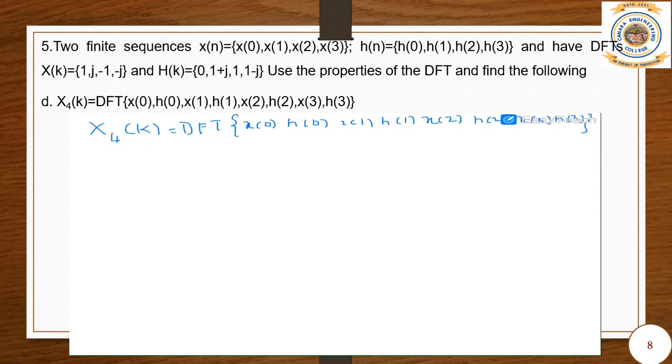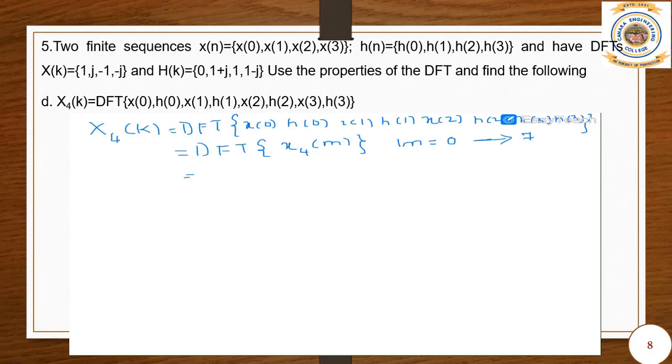Let me call this sequence x4, x4 of m, where m value varies from 0 to 7. So, this can be split into two sequences. One is of odd, another one is of even.